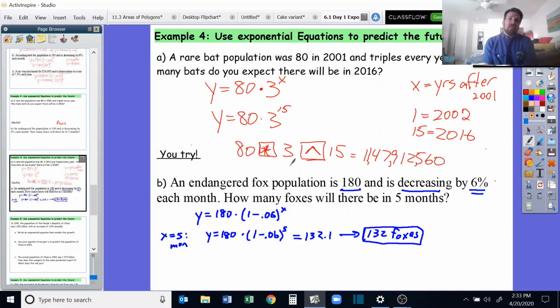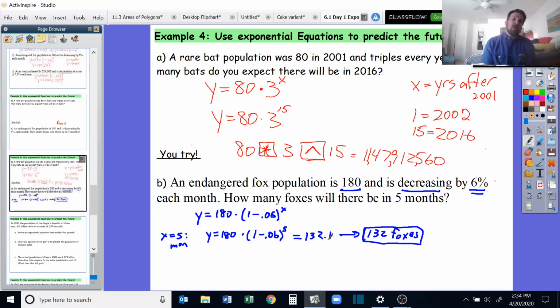If you need to type this into your calculator, these are the keys that you'd have to type in. So you type in 80, then hit the multiply key, 3. This caret symbol here means raise it to the power, and then we're raising it to the power of 15. So we get, what is this? This is thousands, this is millions. So this is 1,147,912,560 bats. Ew.